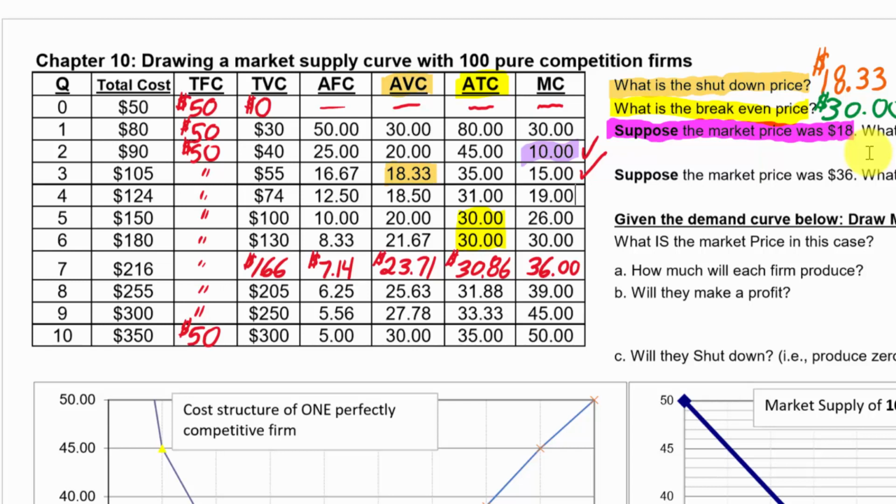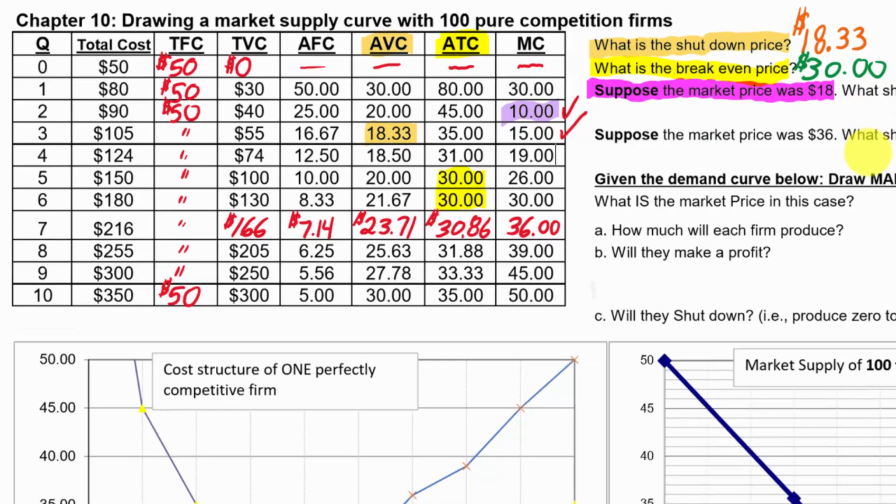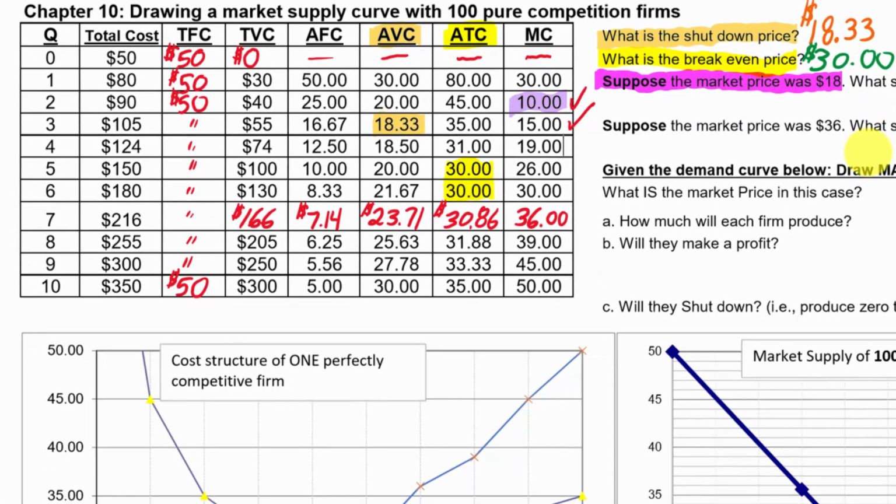However, wait a minute. Should we produce anything at all if the price is $18? The answer is no, we shouldn't. And that's where we get into this shutdown price. The shutdown price is $18.33. That $18.33 tells us that if we produce at any price below $18.33, we've made a mistake, because we're going to lose more than we would lose if we shut down altogether, which is $50. Now let's just verify that that's true.